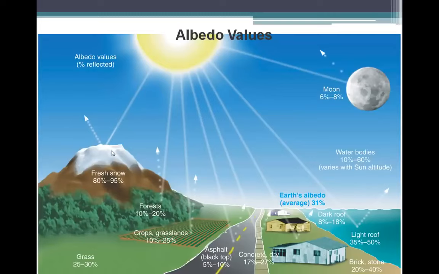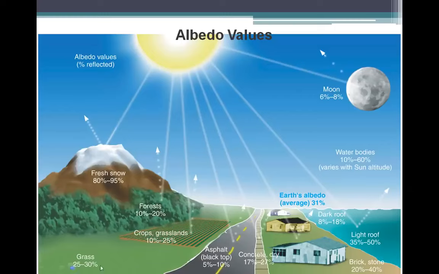So the lighter the object's color, the higher its albedo. You can see that in the snow. It has an albedo of anywhere from 80 to 95%, which means that of the solar radiation received on a snowy surface, the vast majority gets reflected right back out. This is something you may have experienced if you've been out in snow, maybe skiing, on a sunny day. You can get sunburn on your chin or on places that you're not used to getting sunburn because of all the reflected sunlight.